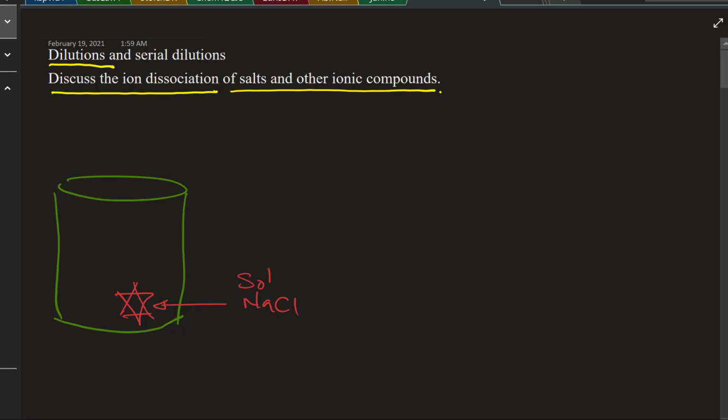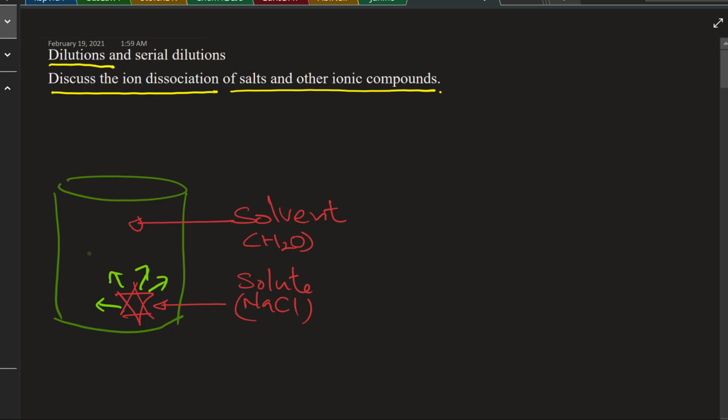Let's talk about dilutions. For this one, I put sodium chloride in a beaker, that's a solute. And then you add some water, that's a solvent. Solvent is water normally, right? So those are the two things we need to talk about dilutions and calculations.